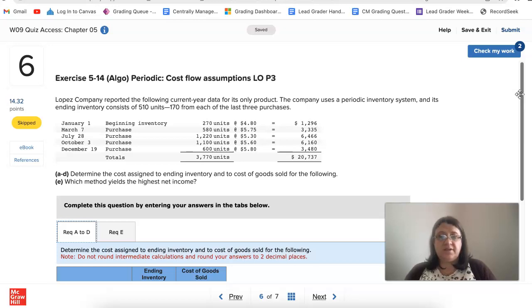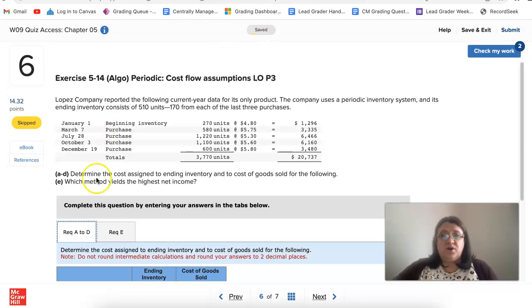last 3 purchases. So in reading this, we can first see that this company is using the periodic inventory system, where they calculate everything at the end of a period. If it was a perpetual inventory system, they would be calculating as they go. So it's good to know that. Also, the 510 units, 170 from each of the last 3 purchases, will be from the July 28th purchase, the October 3rd purchase, and the December 19th purchase.